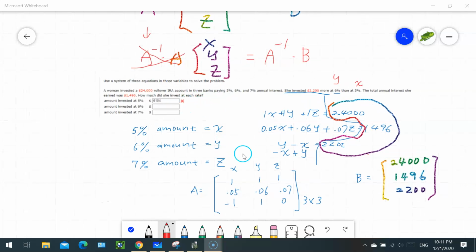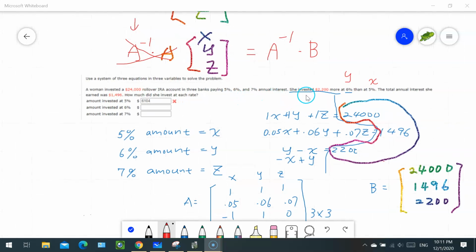Alright, this is a question from 6.1. The question is, a woman invested $24,000 from a rollover IRA account in the bank, paying 5%, 6%, and 7% annual interest. She invested $2,200 more at 6% than at 5%. The total amount of interest she earned was $1,496. How much did she invest at each rate?